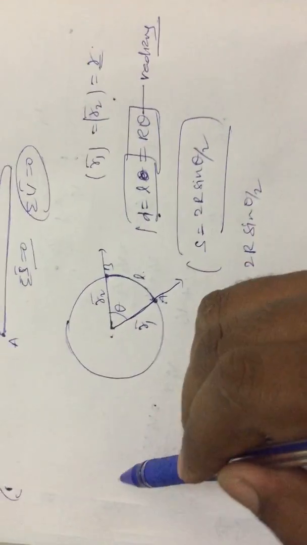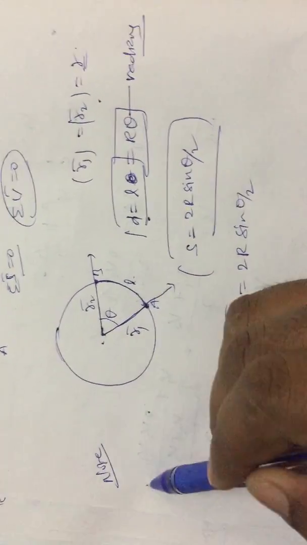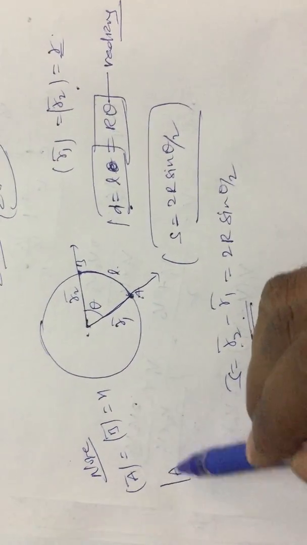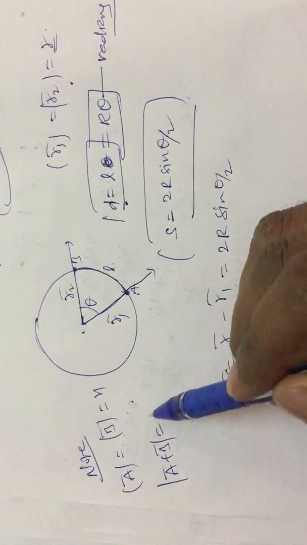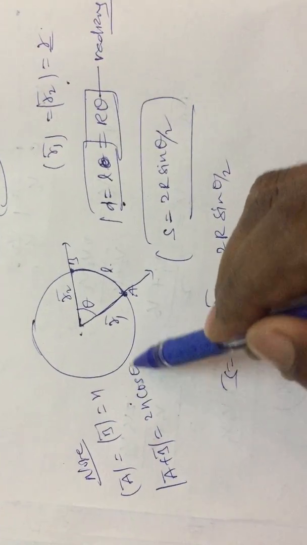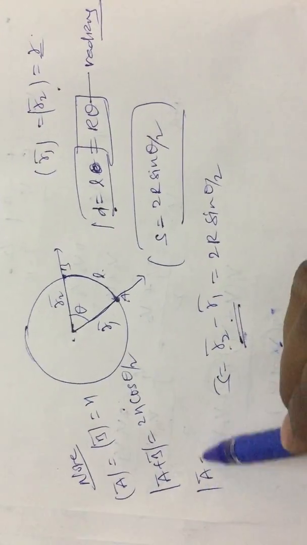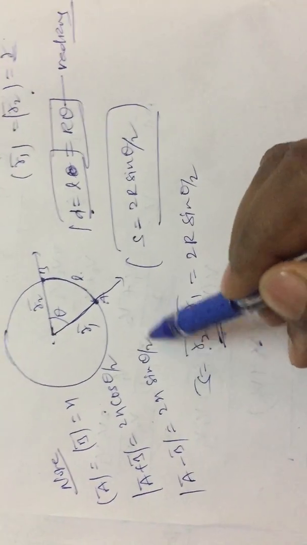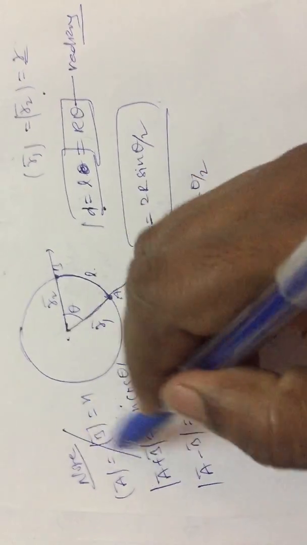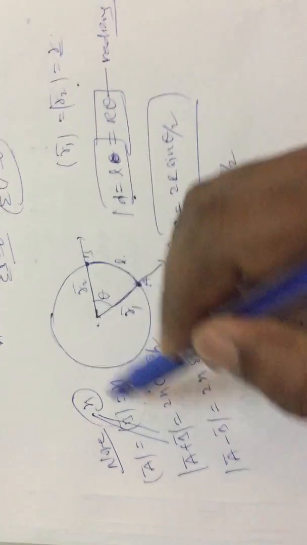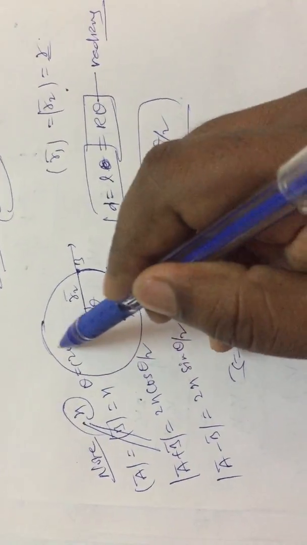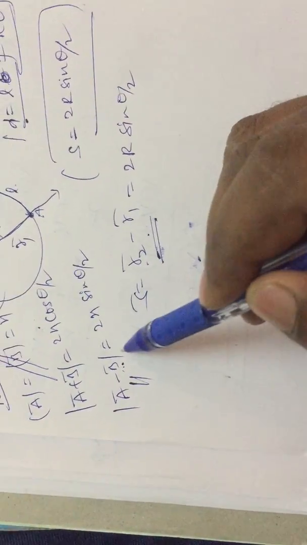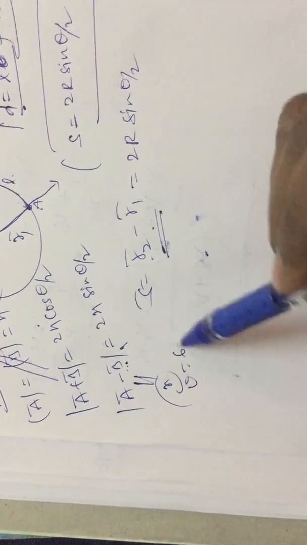Here is one most important point to note. If modulus of vector a equals modulus of vector b equals x, then modulus of a plus b equals 2x cos theta by 2, and modulus of a minus b equals 2x sin theta by 2. If modulus of a plus b equals x again, then theta must be 120 degrees. If modulus of a minus b equals x again, then theta must be 60 degrees.